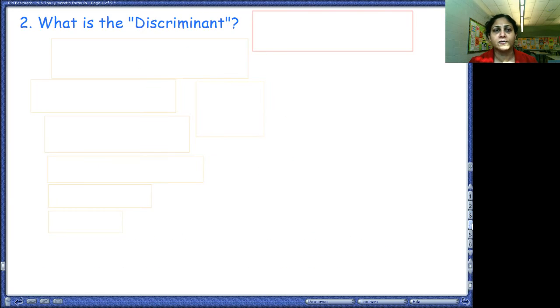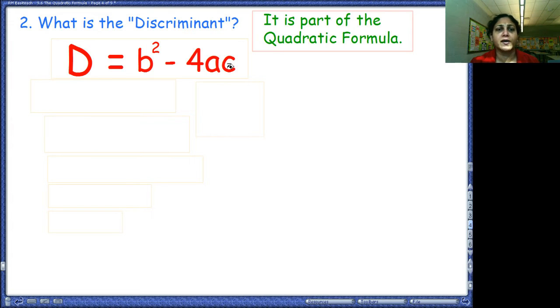So let's see how this works. The first thing you need to know is how to find the discriminant. And the discriminant is part of the quadratic formula, but it's not the square rooted part, just what is inside the square root. So if I ever ask you to find the discriminant, you're simply going to calculate b squared minus 4ac. Let's see how this works.